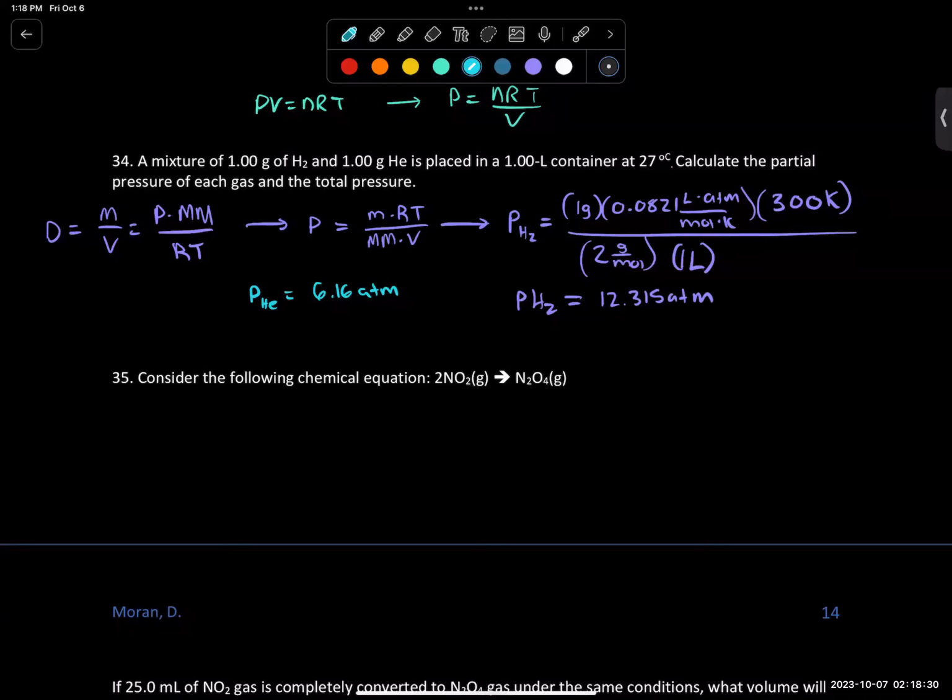Okay. So now for the total pressure, this is just Dalton's law of partial pressures, which says the total pressure is equal to the pressure of each individual gas. So you just sum these up and you should get, let's see, 18.475 atmospheres, which equals our total pressure. So, as we see, not too bad, right? Not too bad.